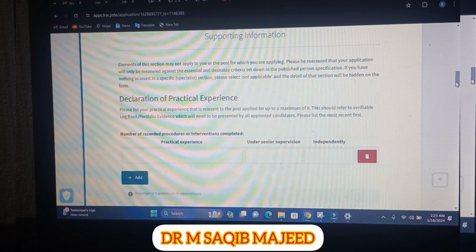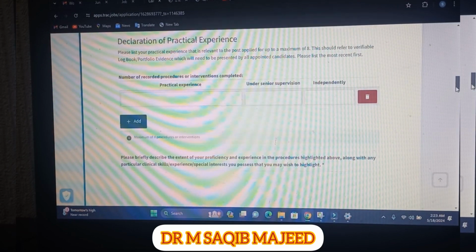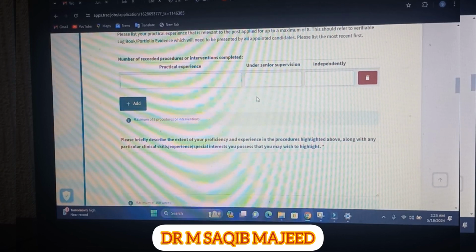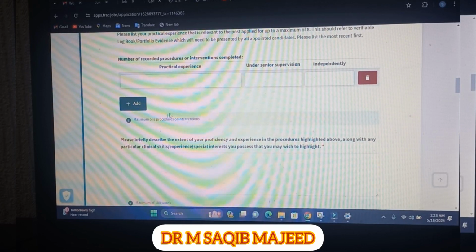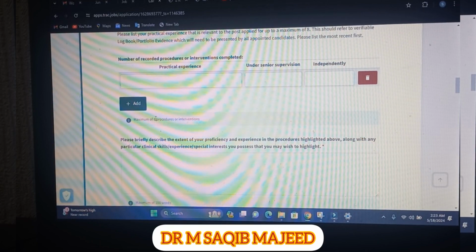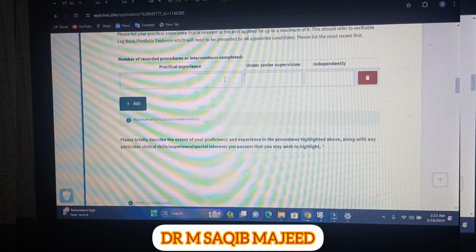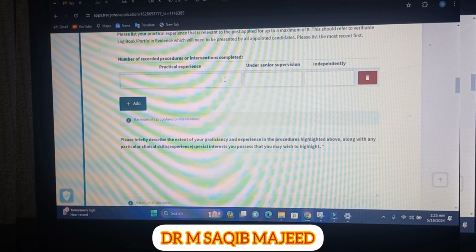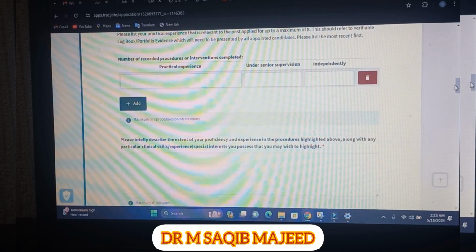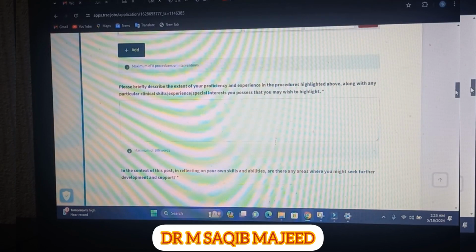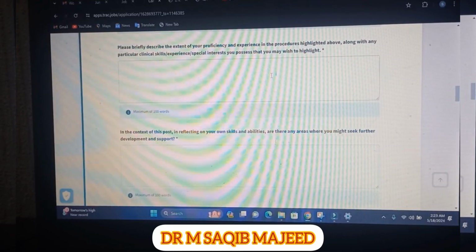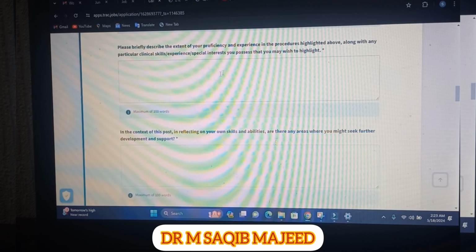You see, first of all, they demand the practical experience, the skills, and they demand only 8 maximum. Minimum is only 1, 2 depends upon your abilities and experience, and you can add only 1 to 8 procedures which you have done, which you routinely do in daily life or your experience. And after that you describe the skills you mentioned above in detail here.